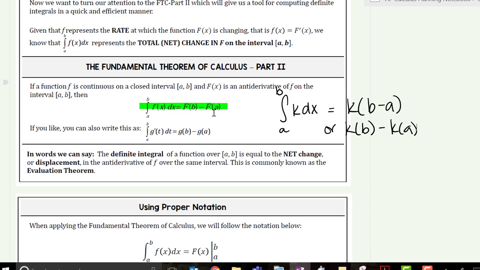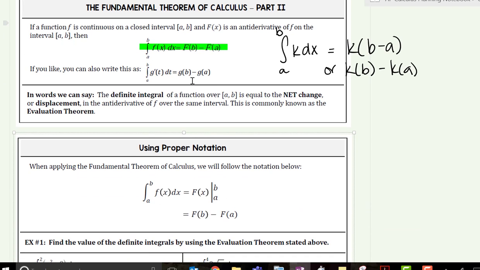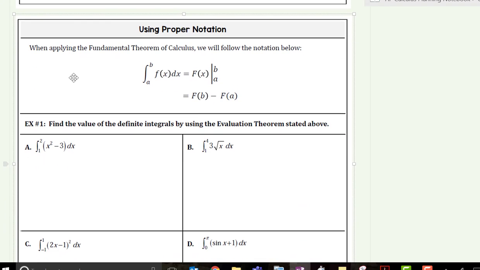It is important to note, however, and we'll make that connection in a second, that while this is lowercase f, this is capital F. So we do need to integrate that function before substituting those values. So when we apply the fundamental theorem of calculus, we do the following notation. This vertical line comes in, and instead of using the integral, because this is saying that we have already integrated, this line means already integrated.